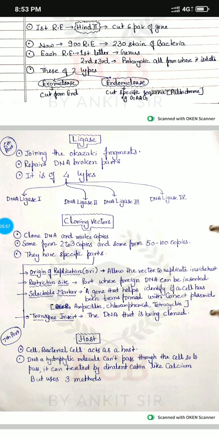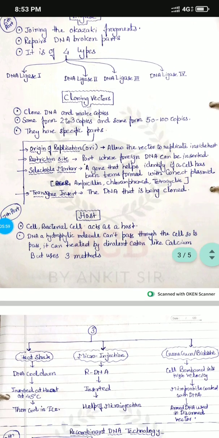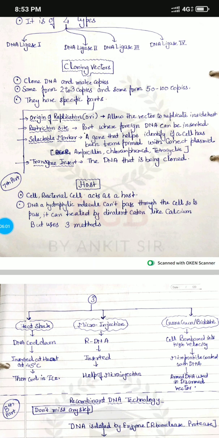Now the next part is the cloning vector. A cloning vector clones the DNA and makes copies. Some form 2 or 3 copies and some form 50 to 100 copies. Everything is perfectly right here.